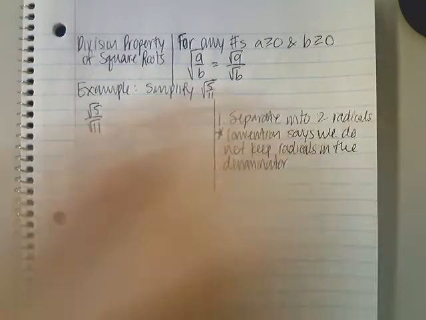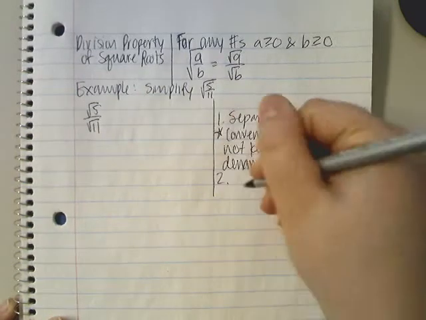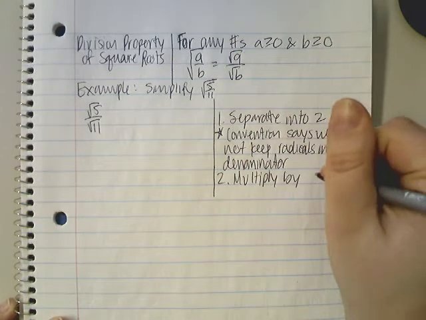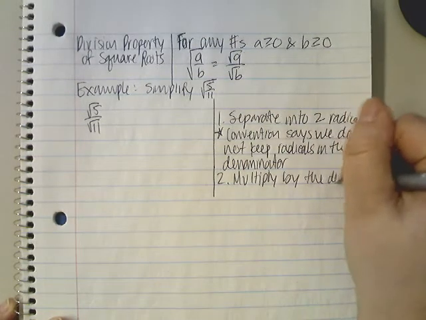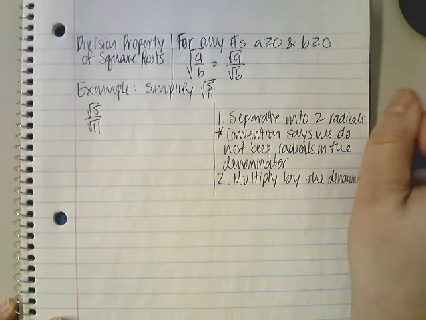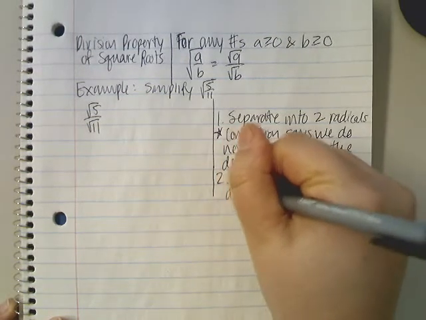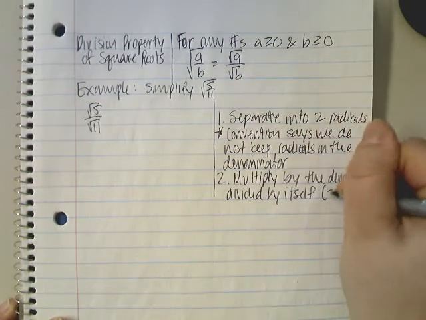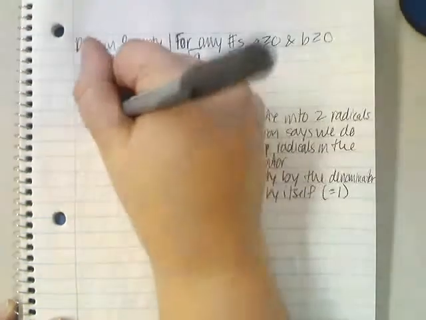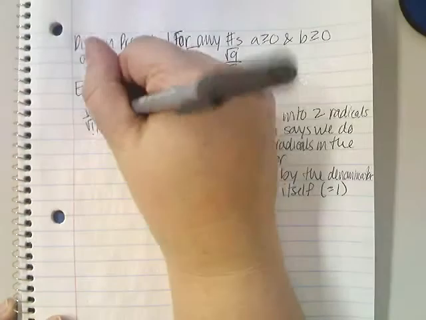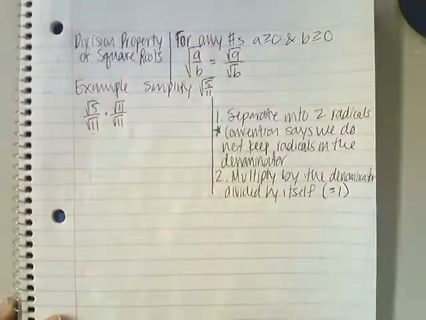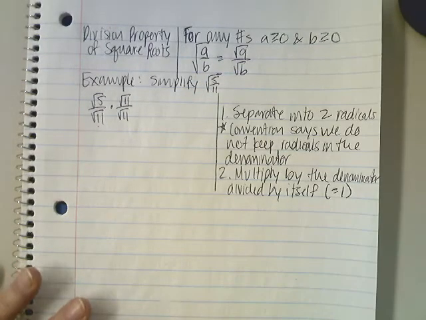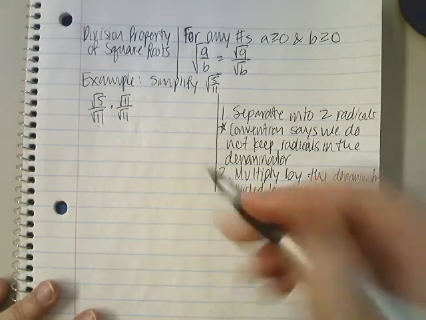So to get them out of the denominator, what we're going to do, step 2, is multiply by the denominator divided by itself, which as a note is equal to 1. So my denominator here is the square root of 11, so I'm going to multiply by the square root of 11 over itself, which is the square root of 11. Again, any number over itself is equal to 1, so I'm not changing the value of anything, I'm just changing the form in which it's written.